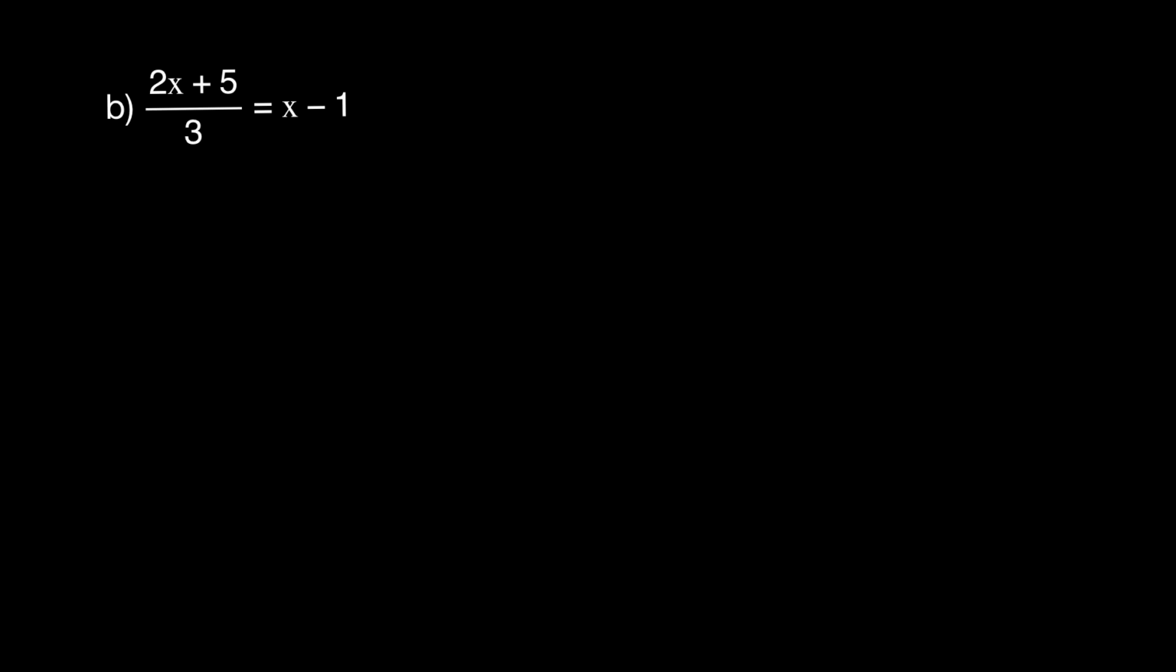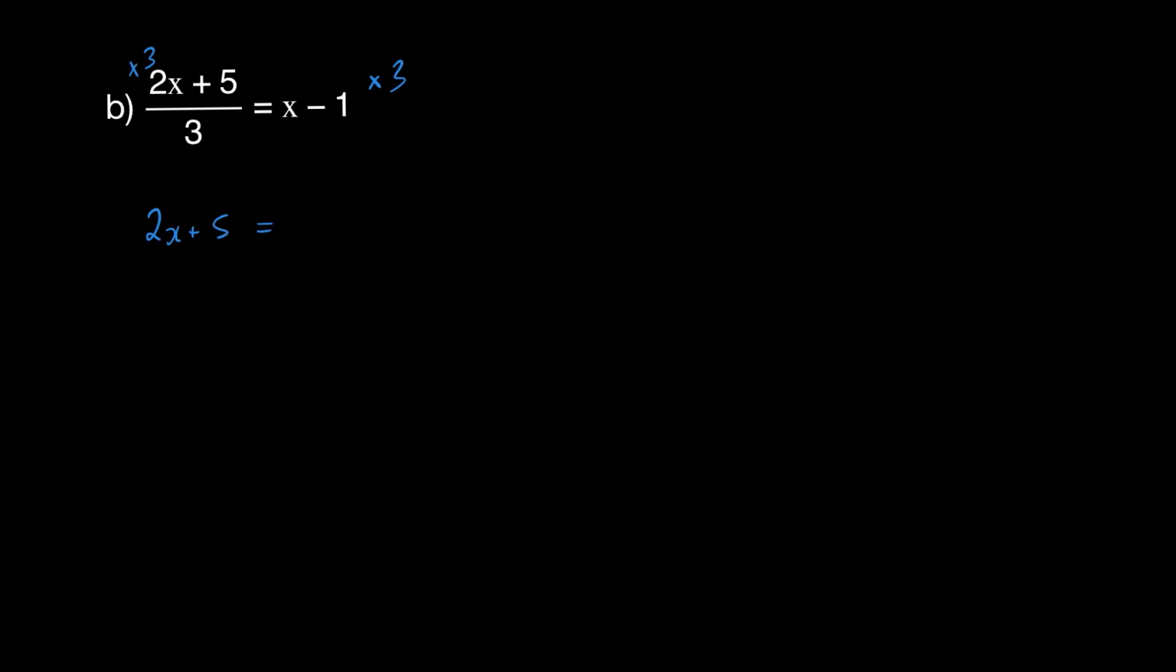Okay, let's have a look at another one here. This one's a little bit different. We've got pronumerals on both sides, and we've got a fraction on the left-hand side. I want to get rid of this fraction to start with. So it's divided by 3, so what I need to do is multiply both sides by 3. And that's going to give me 2x plus 5.